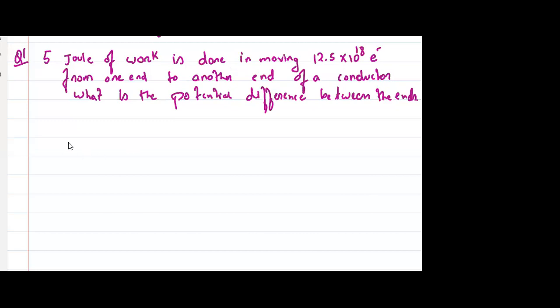So first, what is given? Work done is given, which is 5 joule. Next, Q is given. What is Q? Q is equal to NE. Now we know 1 coulomb will have how many electrons? 6.25 into 10 to the power 18 electrons. We calculated this in the last class.